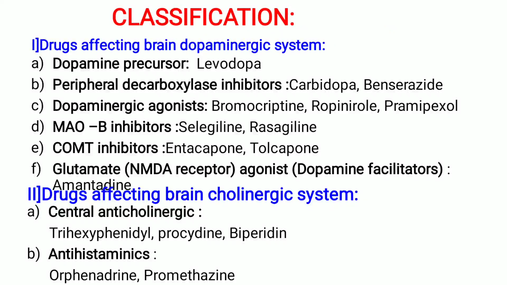Classification of anti-Parkinson drugs. Anti-Parkinson drugs are classified into two main classes, that is drugs affecting the brain dopaminergic system and drugs affecting the brain cholinergic system. So this is the classification of anti-Parkinson drugs.